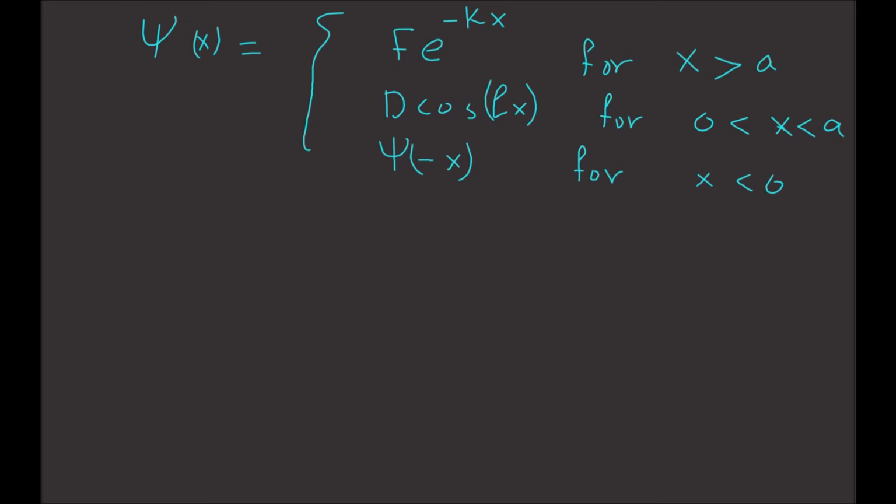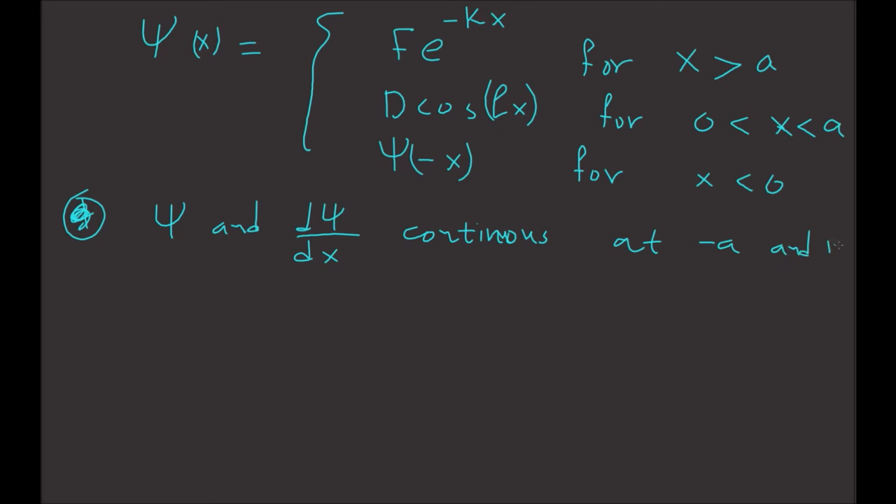So we have two boundary conditions. The first one is that psi must be continuous at minus a and positive a. So the first condition is psi and dpsi/dx are continuous at minus a and positive a.